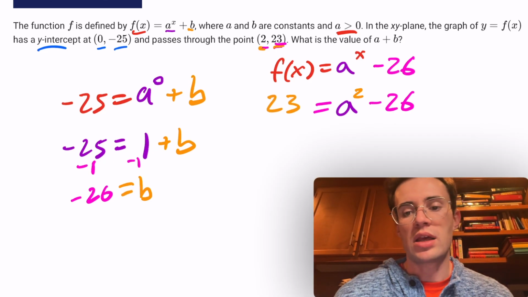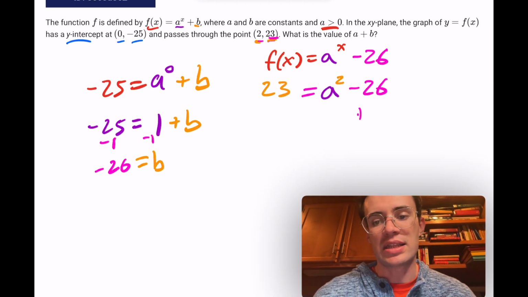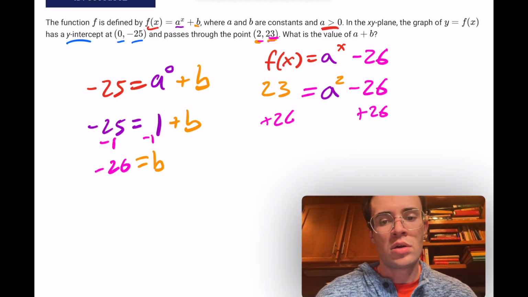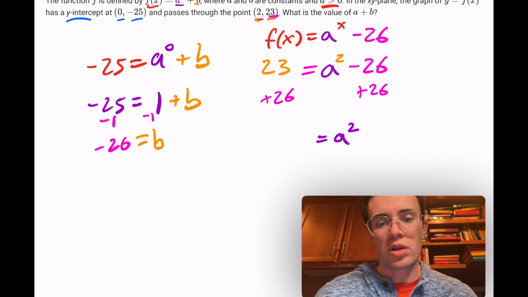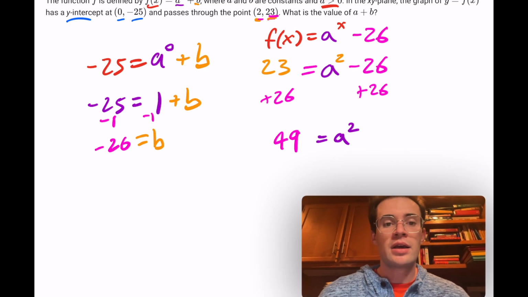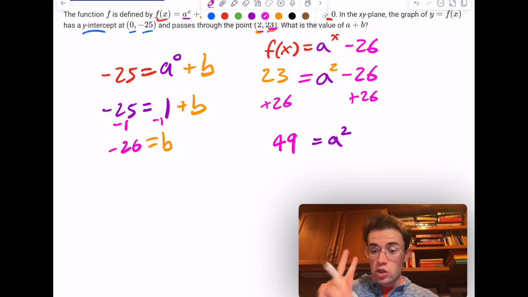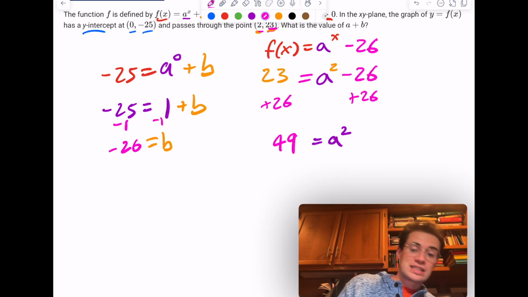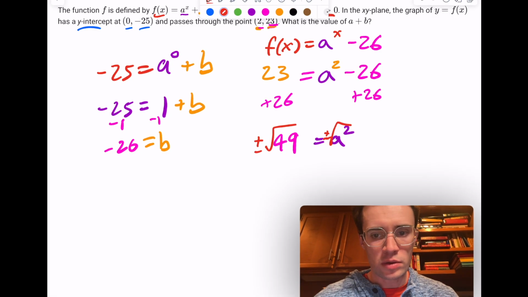So 23 equals a squared minus 26. Now we can add 26 to both sides to get the a squared term alone. That means that a squared is equal to 23 plus 26, which is 49. So a squared equals 49. In general, if you had a squared equals 49, you'd have two different solutions, right? Because a could be positive or negative 7. To get rid of the a squared, you have to take plus or minus the square root of both sides, which gives us a is equal to plus or minus 7.